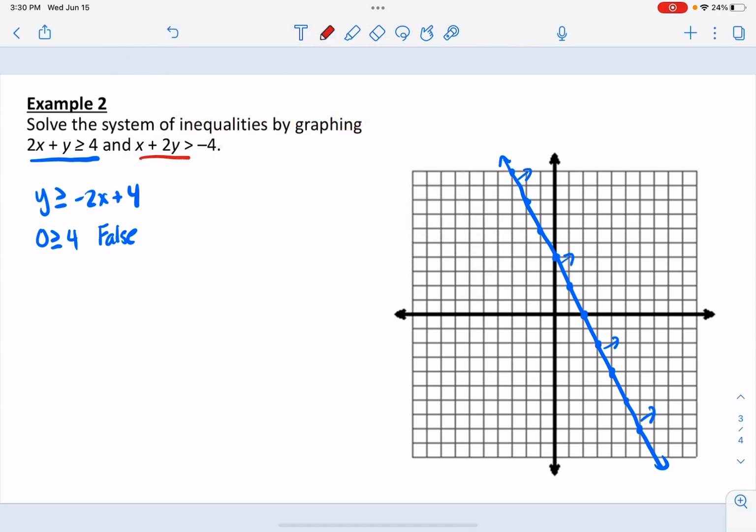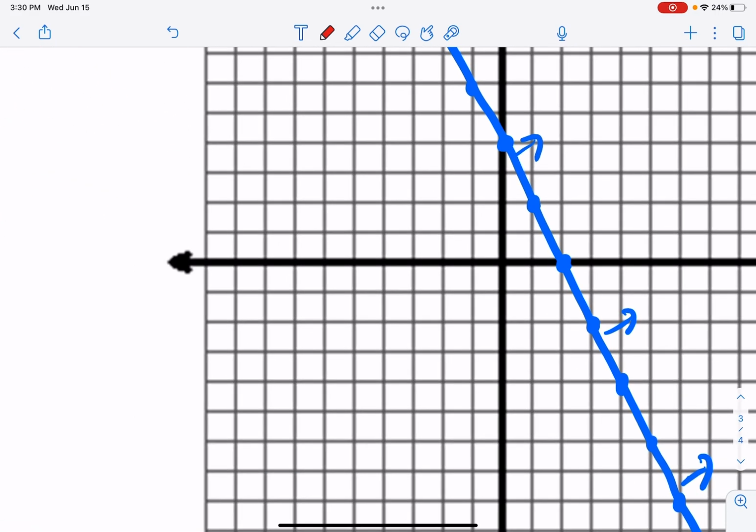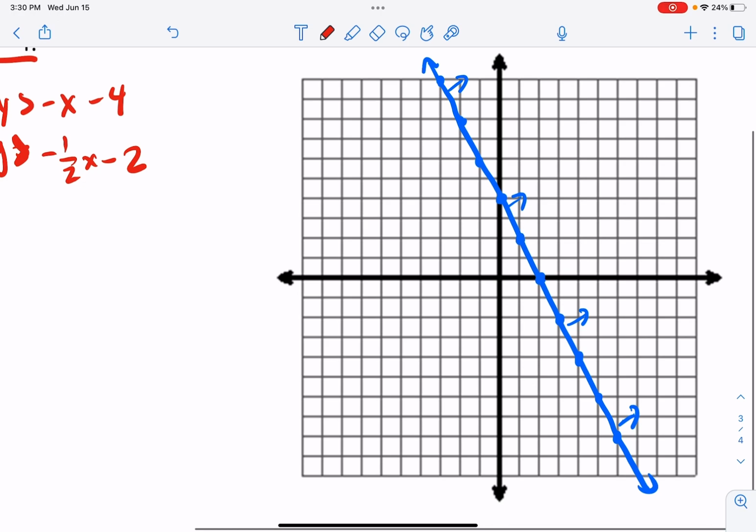Kind of draw maybe little arrows, or just keep in mind that I'm shading that way. Now the other one, I am going to subtract the x over. I'm going to divide by 2. So now negative 1/2 x minus 2. Down 1, right 2, down 1, right 2, up 1, left 2, up 1, left 2. And this was dashed.